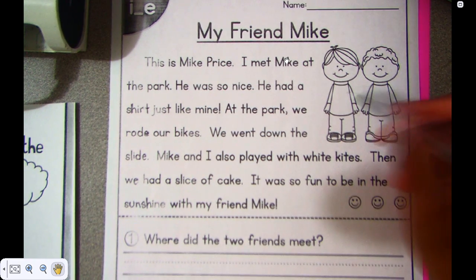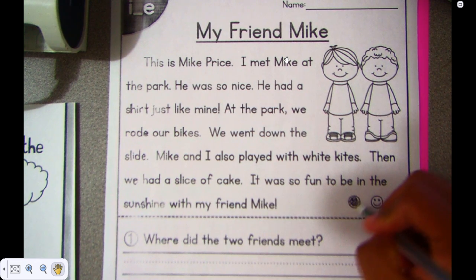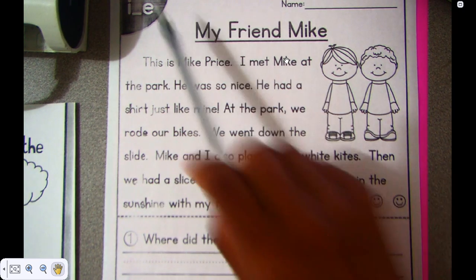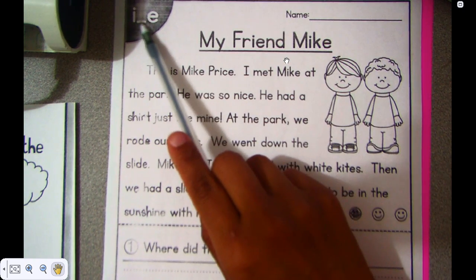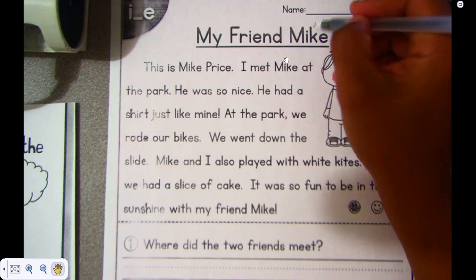And this must be a picture of Mike. I don't know which one is Mike and the speaker of this story. So I've read it once. Now in this story, I can actually see up in the corner, it's looking for I consonant E words. And I have a lot of them actually, even just in the title.